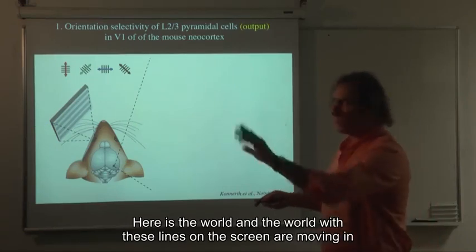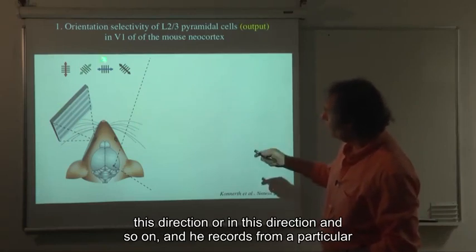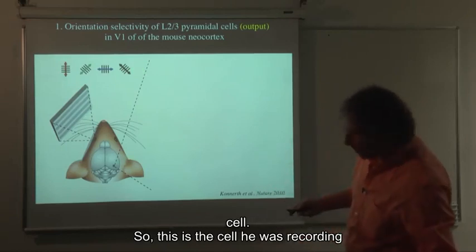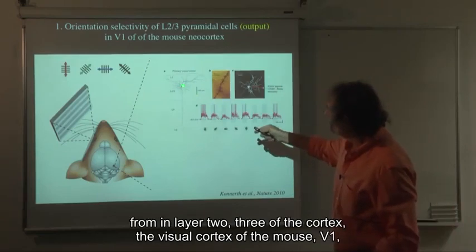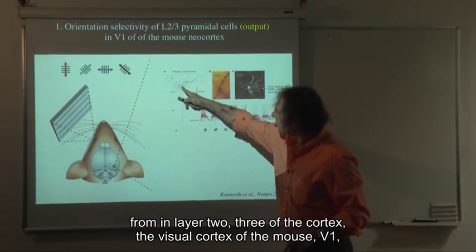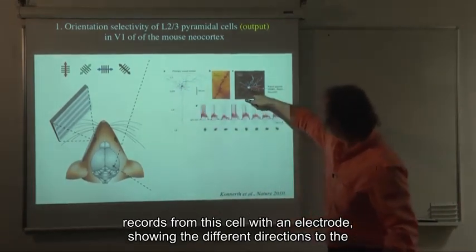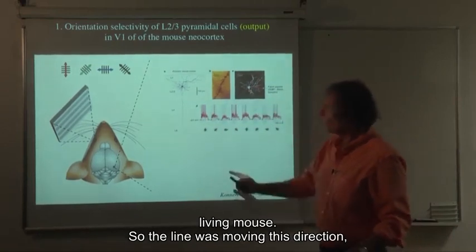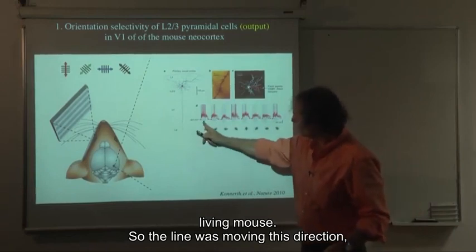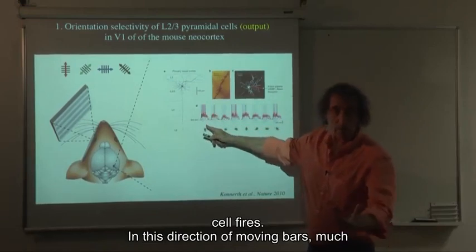Here is the world, and these lines on the screen are moving in this direction or in this direction and so on. And he records from a particular cell. This is the cell he was recording from in layer 2/3 of the visual cortex of the mouse, V1, with an electrode, showing the different directions to the living mouse. So the line was moving this direction, recording from the cell body. Then you see ta-ta-ta-ta-ta, the cell fires.